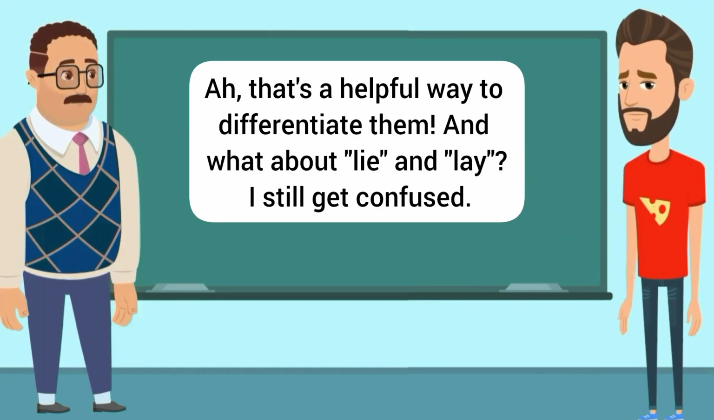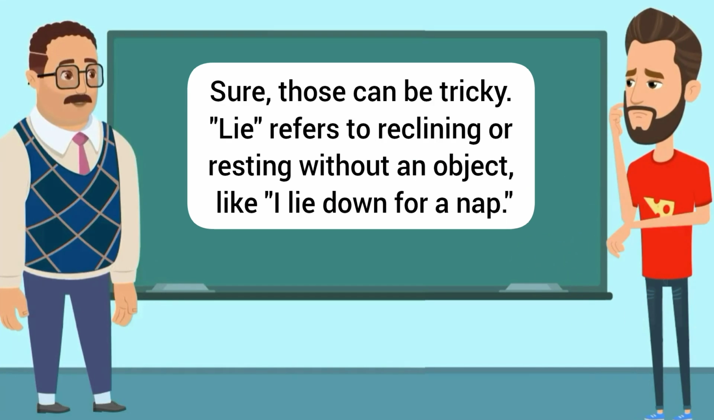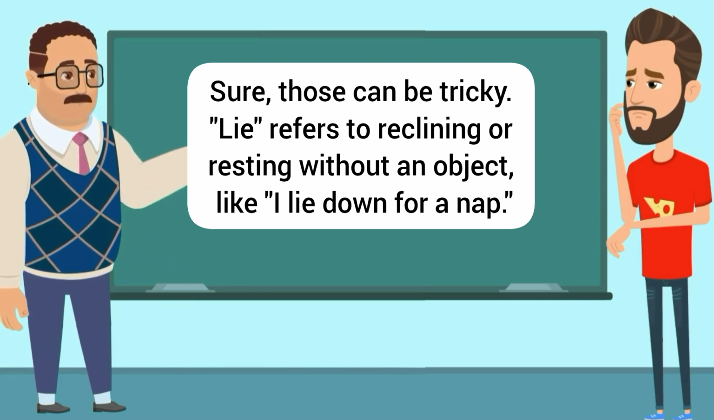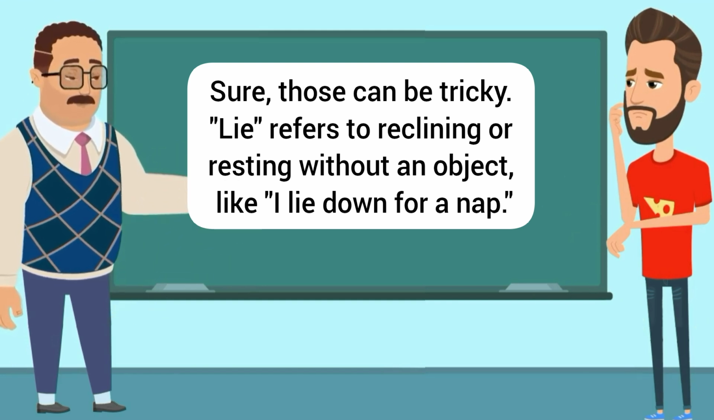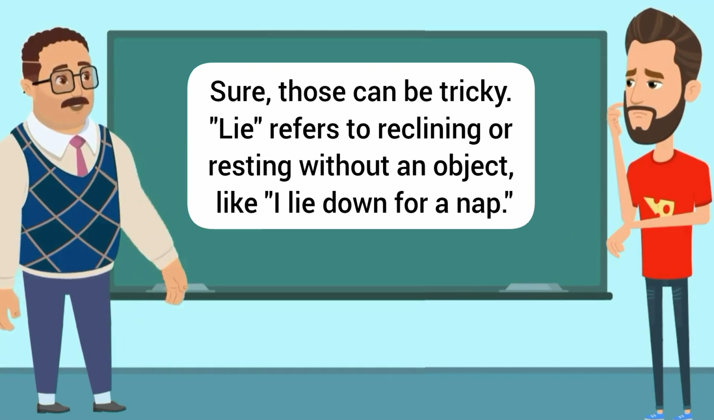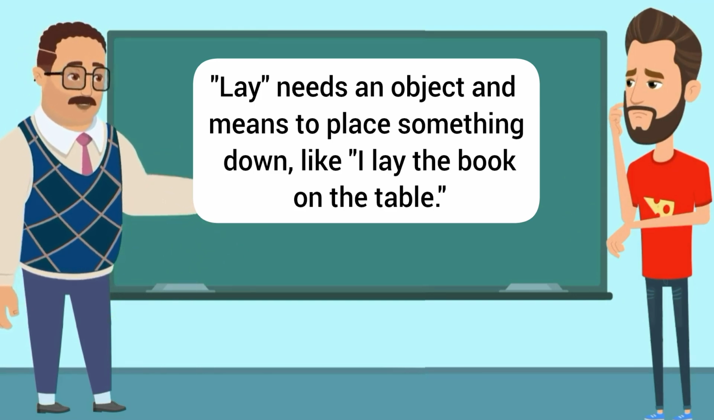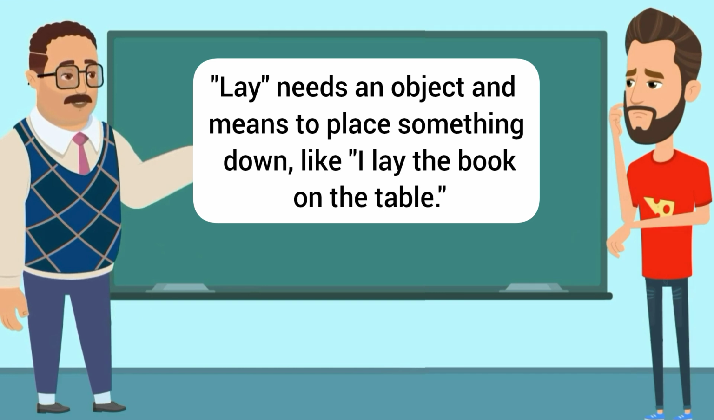That's a helpful way to differentiate them. And what about lie and lay? I still get confused. Sure, those can be tricky. Lie refers to reclining or resting without an object, like, I lie down for a nap. Lay needs an object and means to place something down, like, I lay the book on the table.